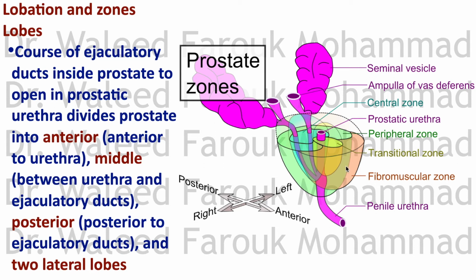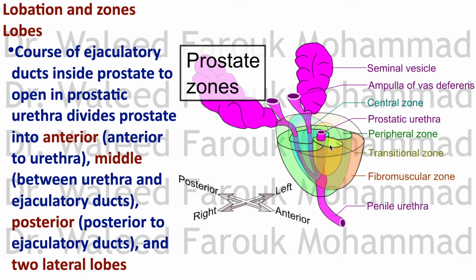There is another different way of studying the prostate, which is by the zones. But before we skip to the zones, don't forget the old way of studying the prostate: it has an anterior lobe in front of the urethra, a posterior lobe behind the ejaculatory ducts, and the middle lobe in between the ejaculatory ducts and the urethra, as well as the utricle here at the back.